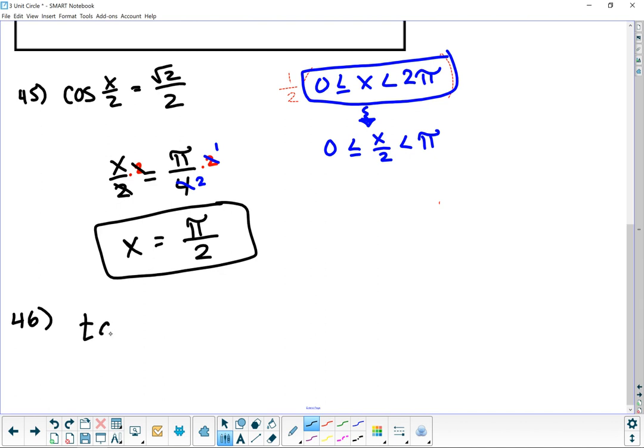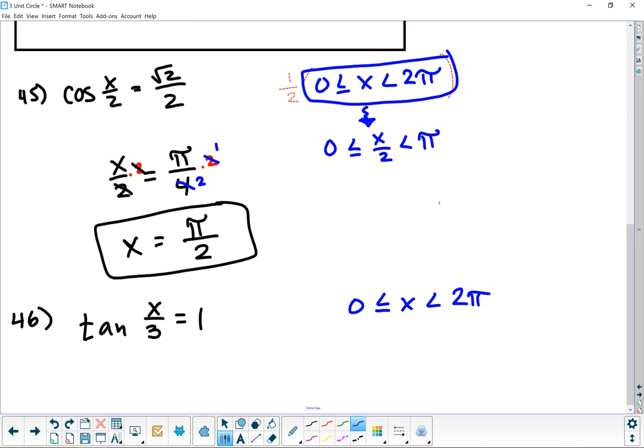Get tangent of x over 3 equals 1. So again, let's look at our domain. Our domain is 0 ≤ x ≤ 2 pi. At least this is the first unit circle that we're looking at.